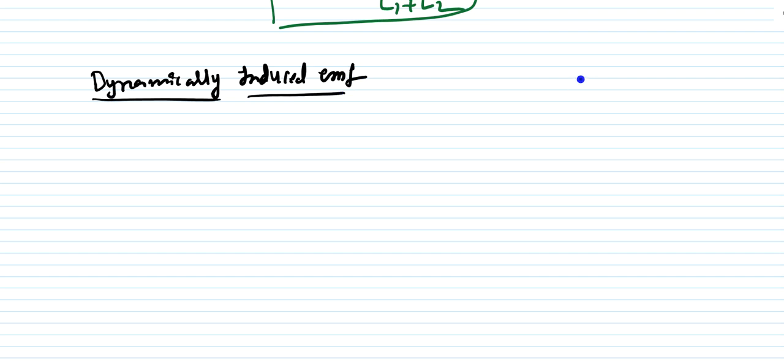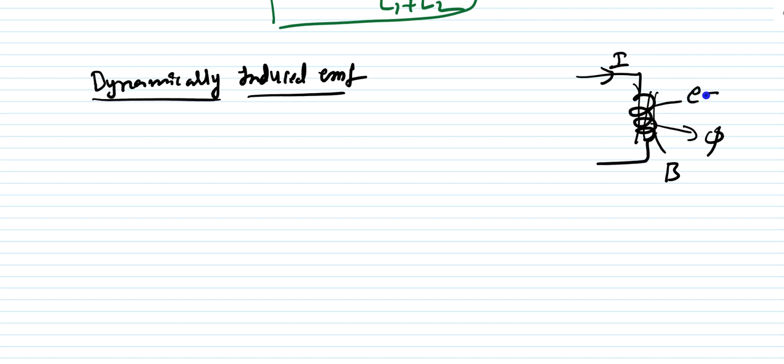Suppose you have a coil something like this, and a current is flowing through it. Due to this current it is going to have a magnetic field, and this magnetic field linking with this coil is going to produce the flux phi. And if there is a rate of change of this flux phi linking with the same coil, then it is going to produce the EMF, that is d phi by dt, isn't it?